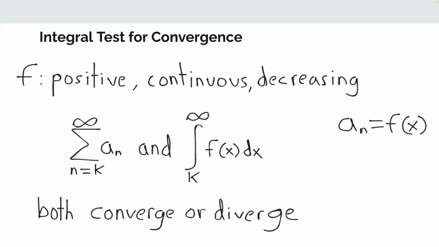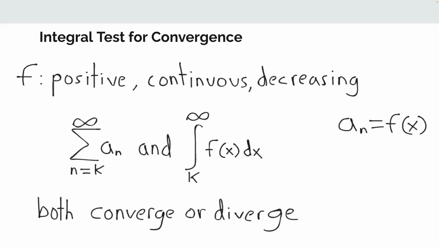Okay, so assuming, let's say, a_n is equal to f of x. So we represent each term in the series as a function. That means the integral of f of x and the series will either both converge or diverge. This just logically makes sense.